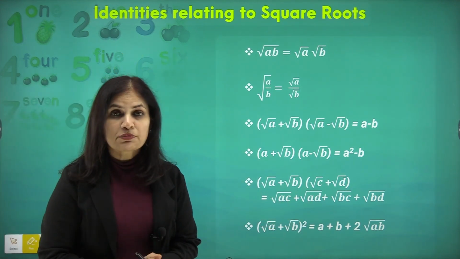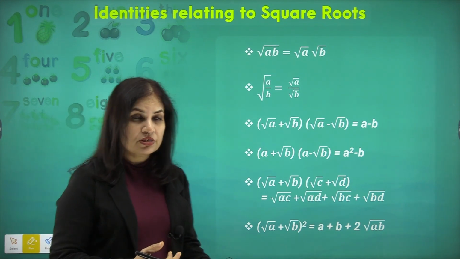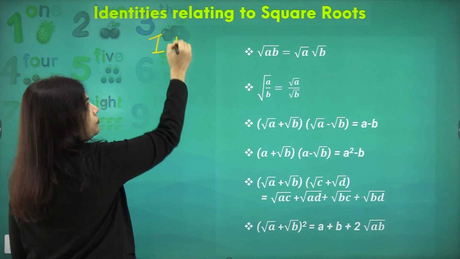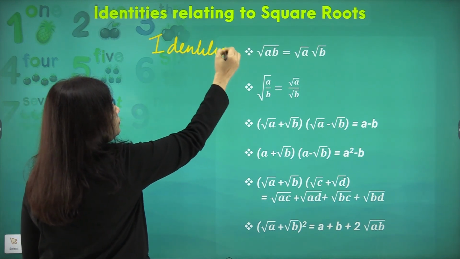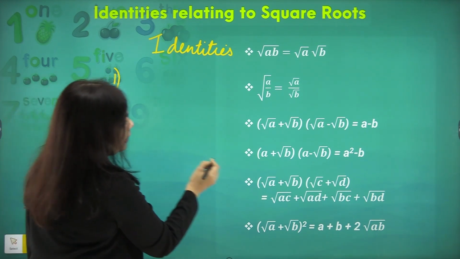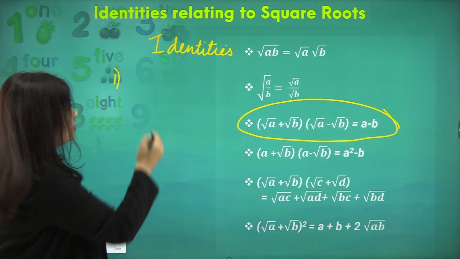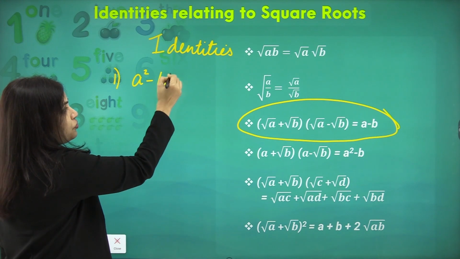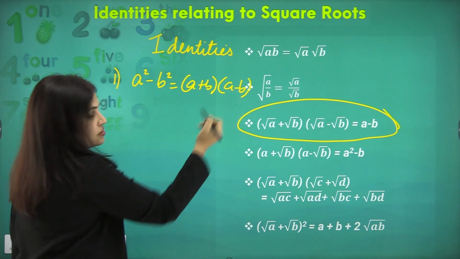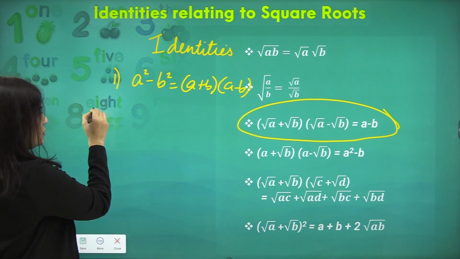Before I discuss the last point, let us recall all the square identities that we have also done previously. The first one, which we have already used here: the difference between the squares of two numbers is equal to the product of their sum and difference. A square minus B square is equal to A plus B into A minus B.